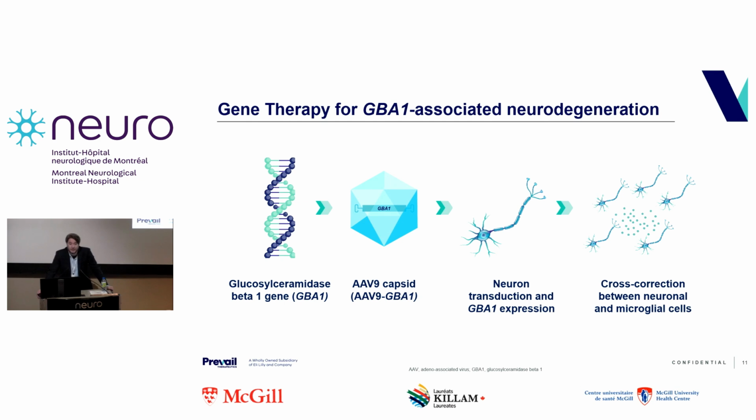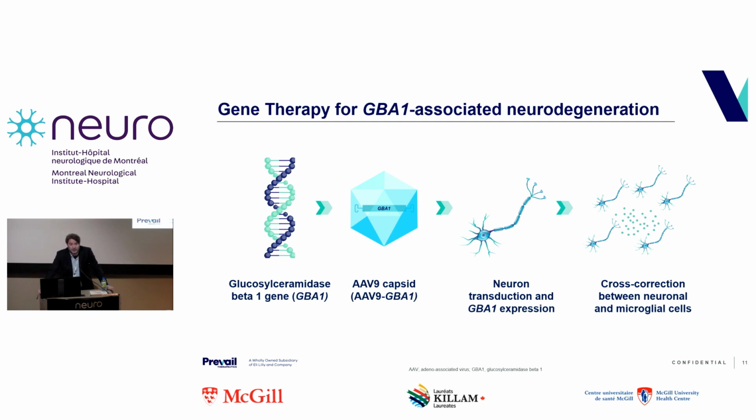Now, how can we use gene therapy for GBA1-associated neurodegeneration? So the glucosylceramidase or glucocerebrosidase, or GCase, I'll stick to GCase, is encoded by the GBA1 gene. That is then packaged into a capsid, typically an AAV. In our case, it's an AAV9 capsid, but just generally in a capsid. That is then administered to the patient through different routes of administration, as we discussed, and that leads to neuronal transduction and eventually GBA1 expression.